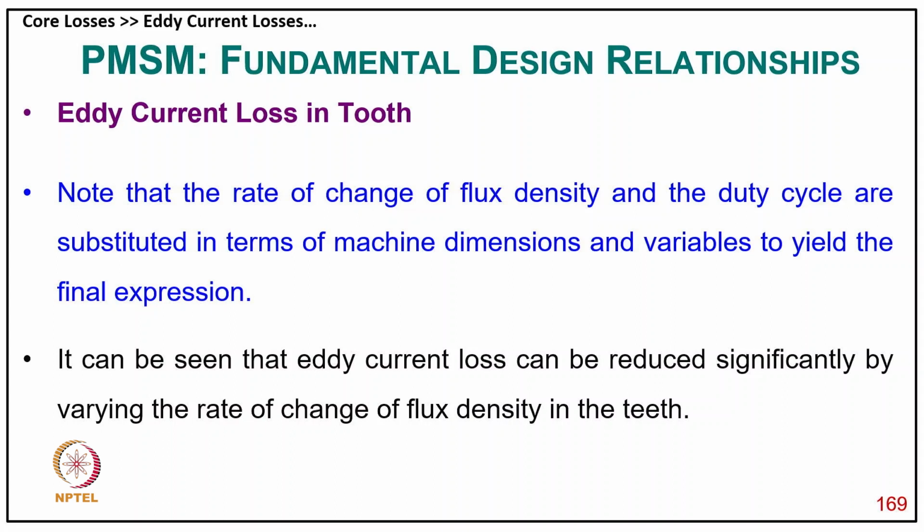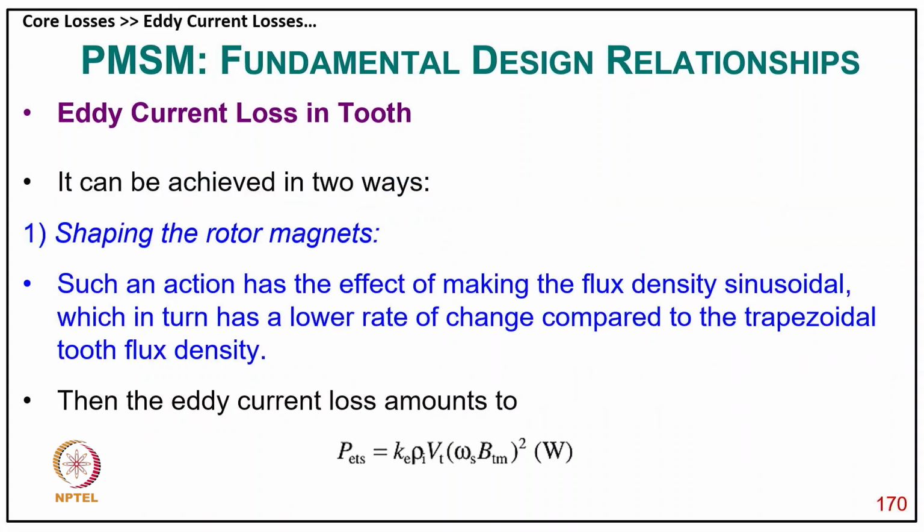So it can be seen that eddy current loss can be reduced significantly by varying the rate of change of flux density in the teeth. So it can be achieved in two ways.